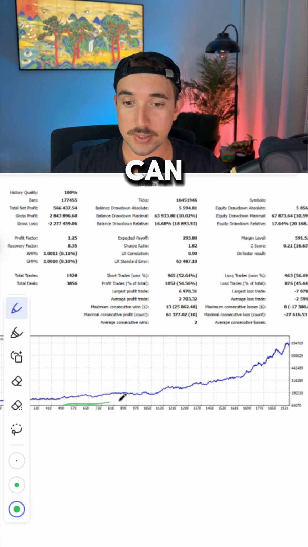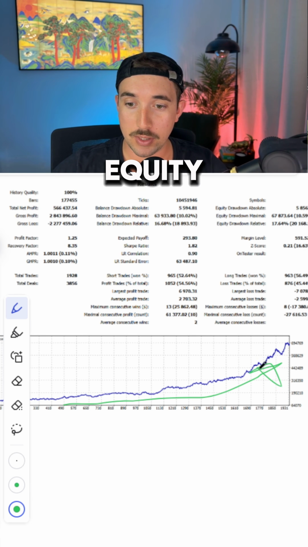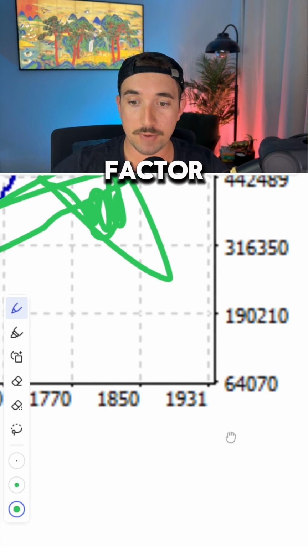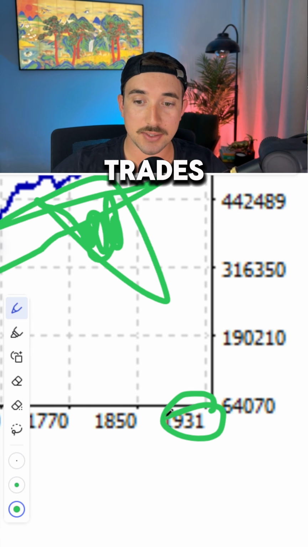And on first analysis, we can see that we have a beautiful positive equity curve, meaning that yes, this is profitable and has a large sample size. The second factor we need to factor in is how many trades does it have? This has nearly 2,000 trades over 7 years.